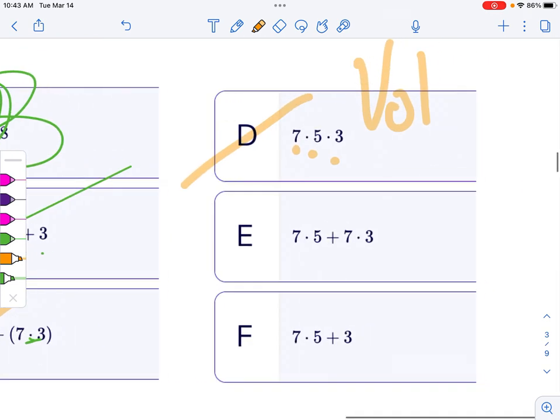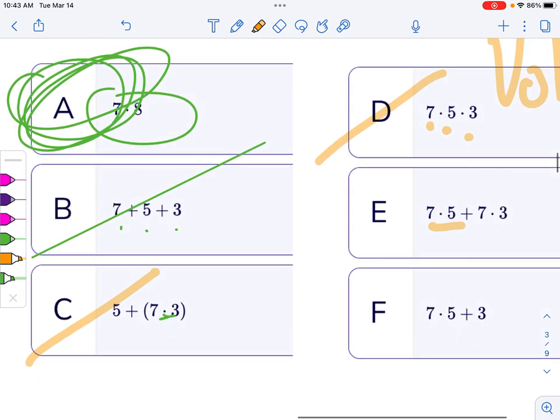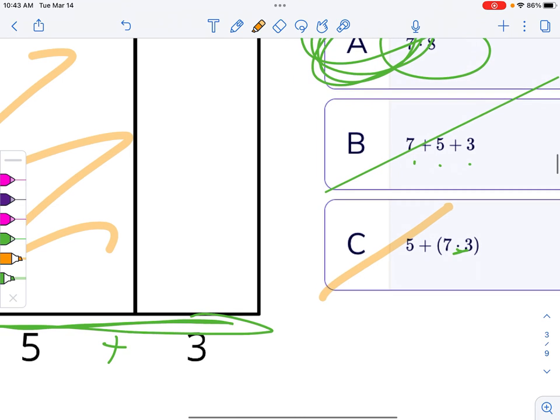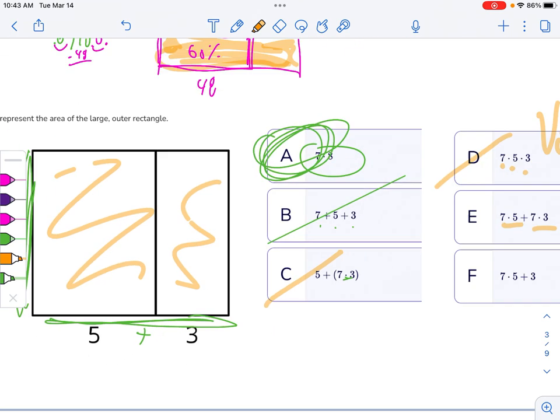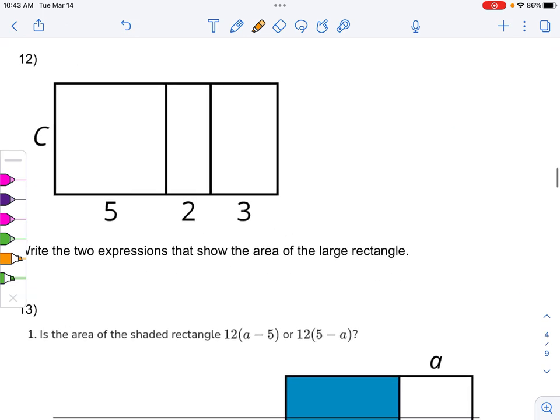Ooh, 7 times 5. Ooh, this has potential. 7 times 5 is going to get me this. 7 times 3 is going to get me this. And if I add those together, works. Ching, ching. See, 7 times 5 gets some of it, but the plus 3 doesn't get the rest of it. A and E are my 2 answers.